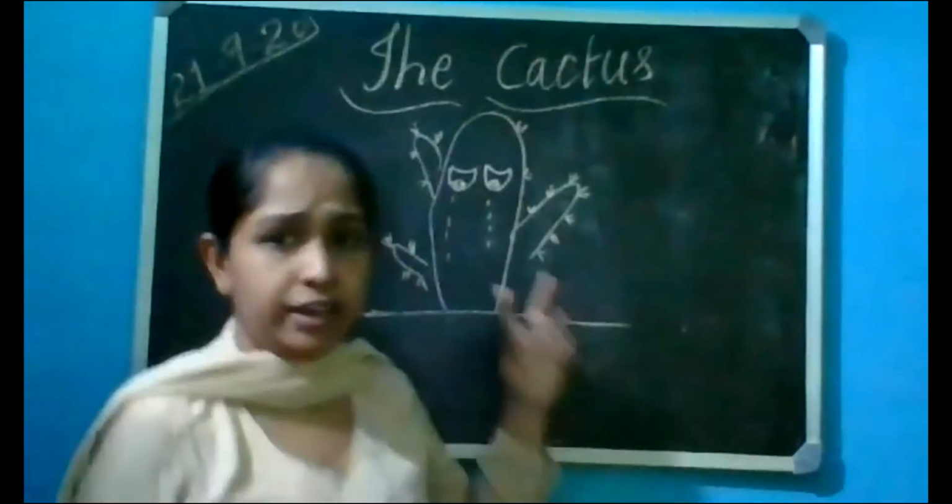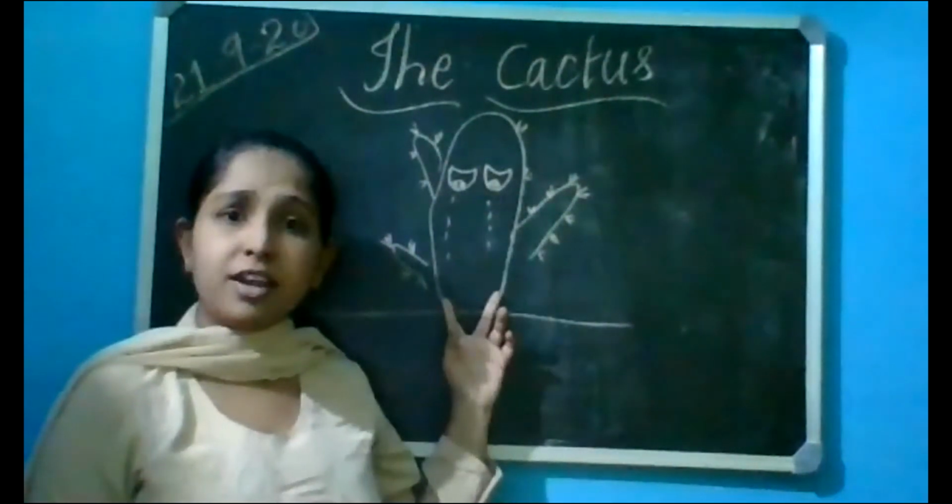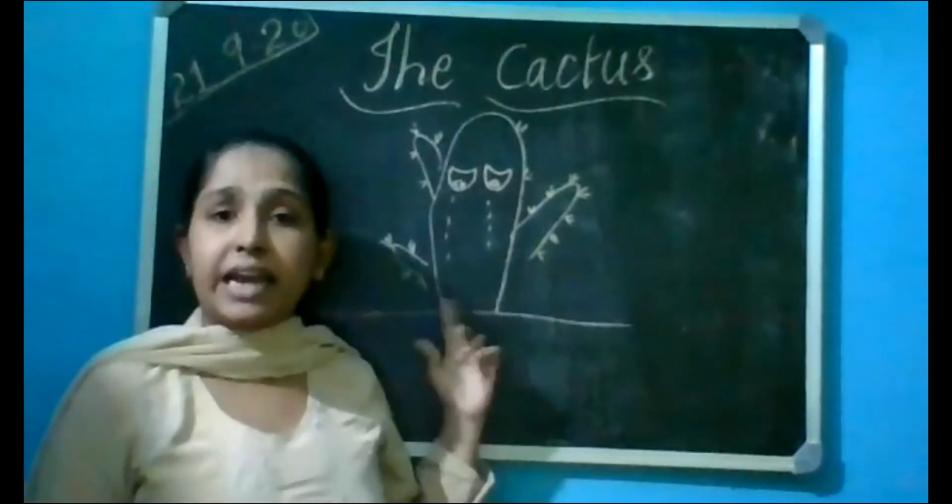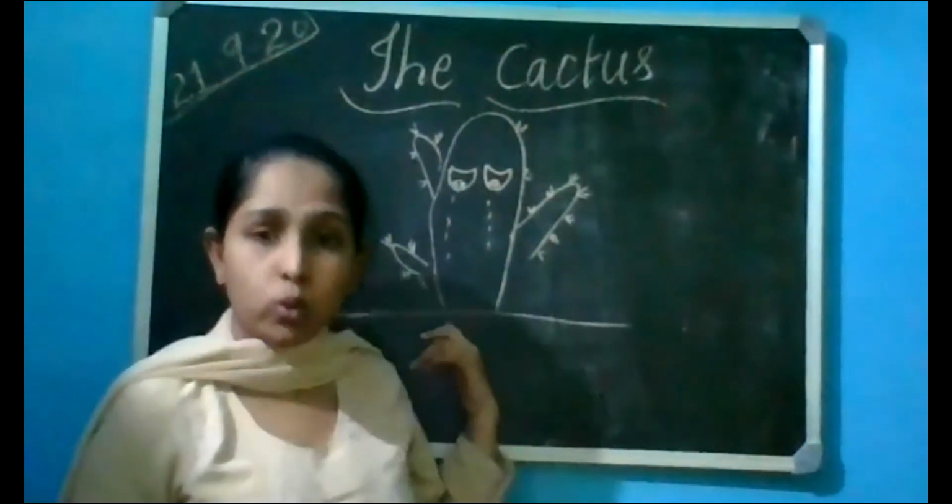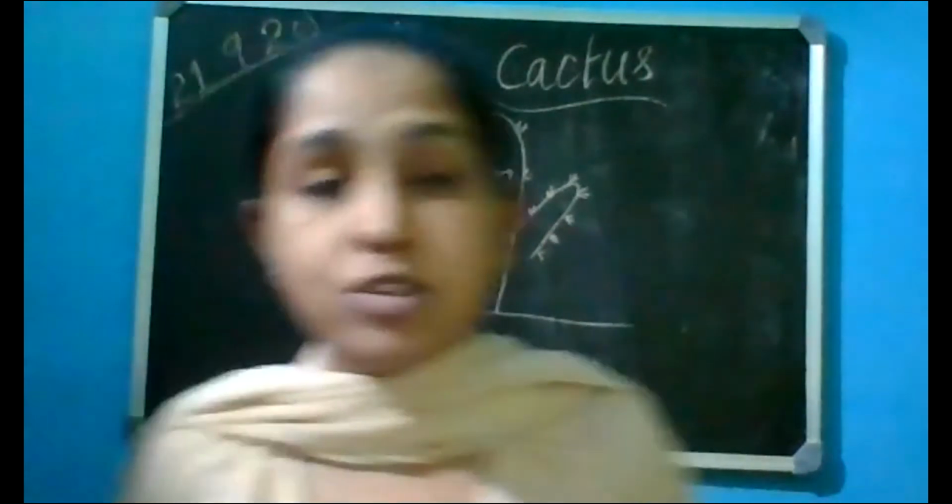See under this picture, you can see that the cactus is crying. Can you see the cactus is crying? What made it cry? At the end of the story, will the cactus be happy or not? That we are going to see. First I'm going to show you the lesson. It is a pictorial story.